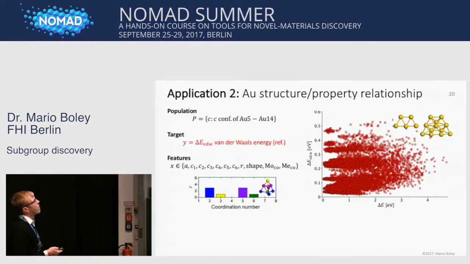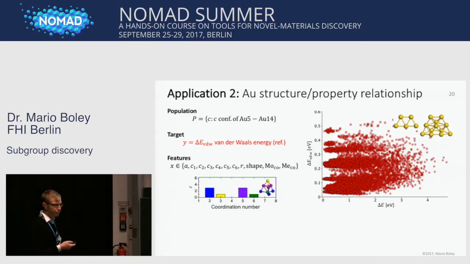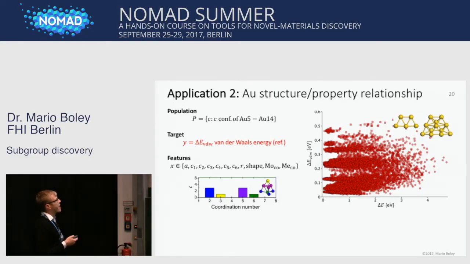Now to a bit more complex example where I need more complex descriptors in the end. So far we saw very easy descriptors most of the time. Now I change the target variable, and now I'm going to predict the van der Waals energy, so non-local dispersion energy.